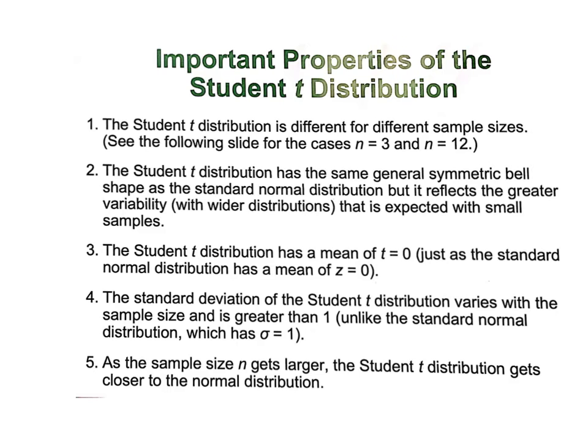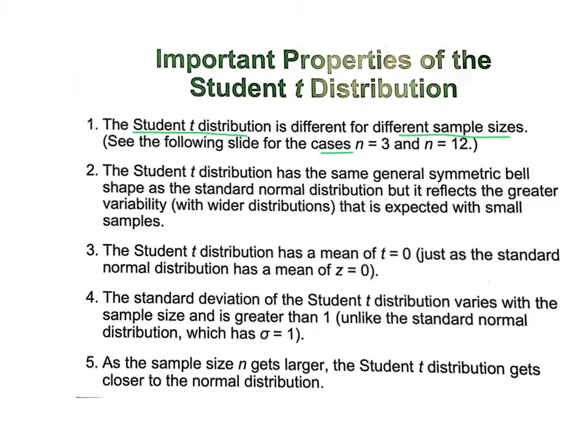All right, important properties of this t distribution. These are important. It's also called the student t distribution, not just t. I'm going to say t distribution all the time, but the official name is actually student t distribution. It is different for different sample sizes, so the curve is different.